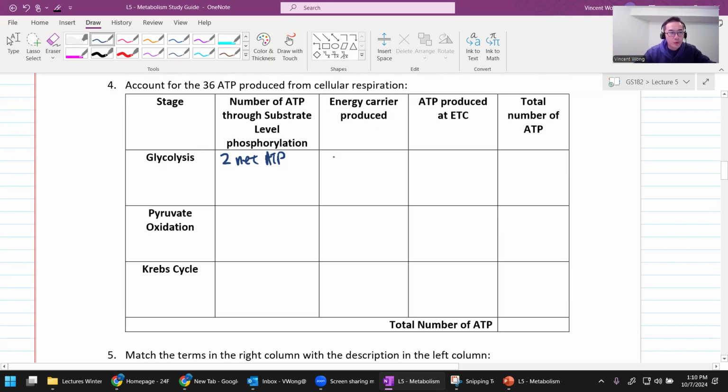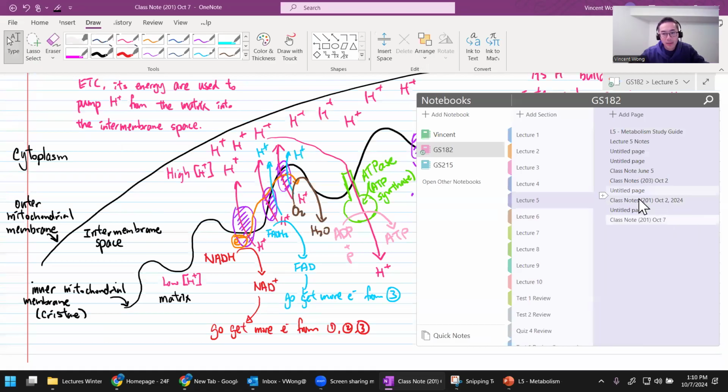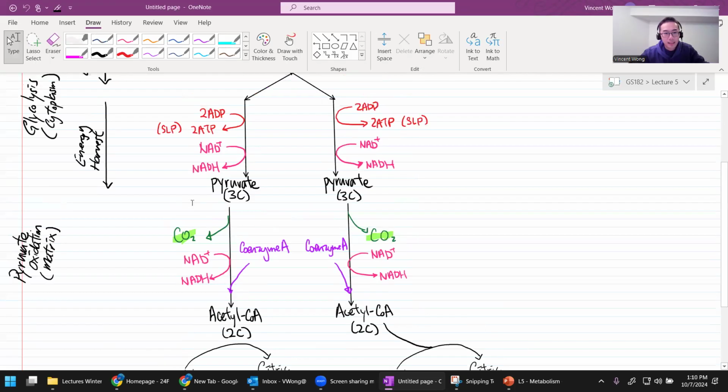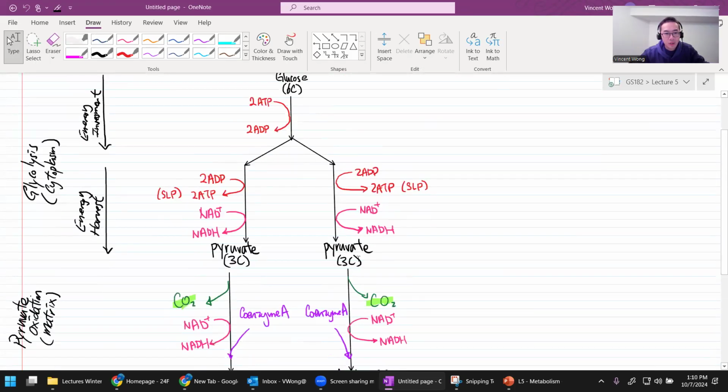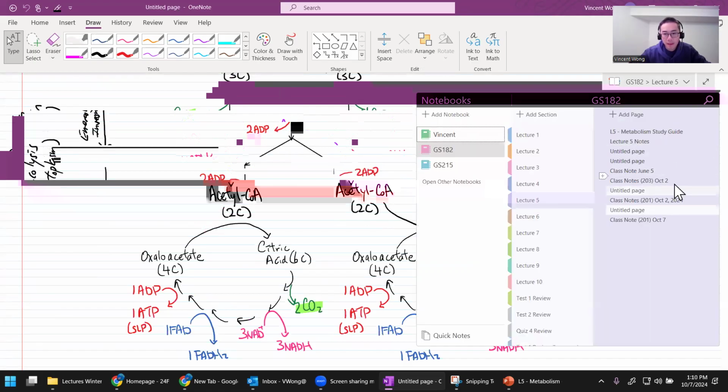Energy carrier produced. Right? If you can't follow me, like if you don't know where the number is coming from, you should take out the note from last class. Okay, we took a note last class. Here, right? Like this tells you exactly how many of each thing are produced. And so that's where I'm getting the numbers, right?